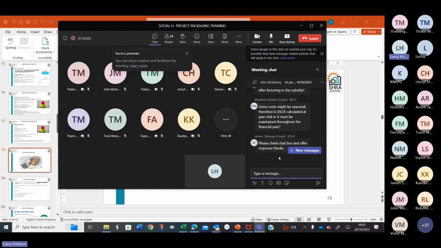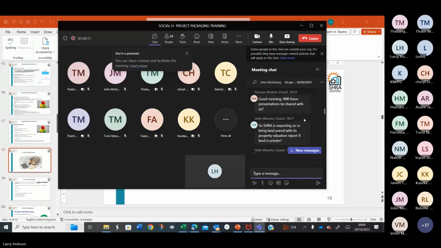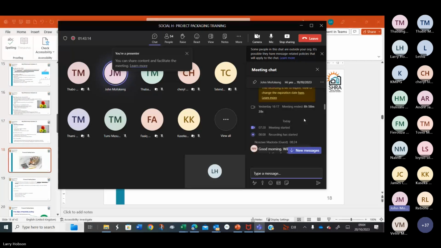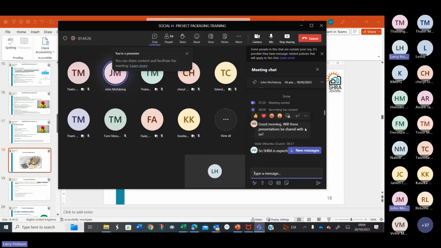So James has asked about the chat box. We must have missed James's chat then. No, I think when he raised his hand, he was just simply saying we need to give consideration to some of the chats that have come through. So I don't think he had a specific question. He was reminding us about that. That's right. About the presentation, yes, Nasizwe, it will be shared probably during the course of next week.